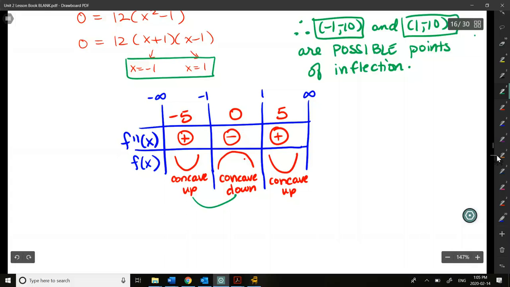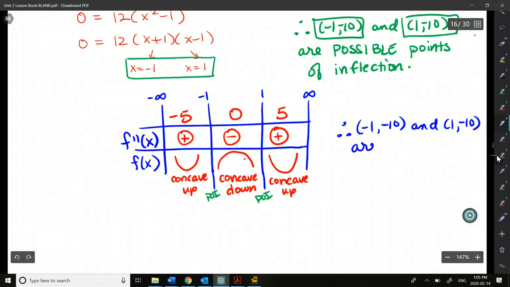Yes, there is a change from concave up to concave down, and then down to up. So this must be a point of inflection in between here. Same thing here, point of inflection. So we could further say now, therefore, -1, -10 and 1, -10 are points of inflection. I'm just going to say POI, if that's okay with you guys.